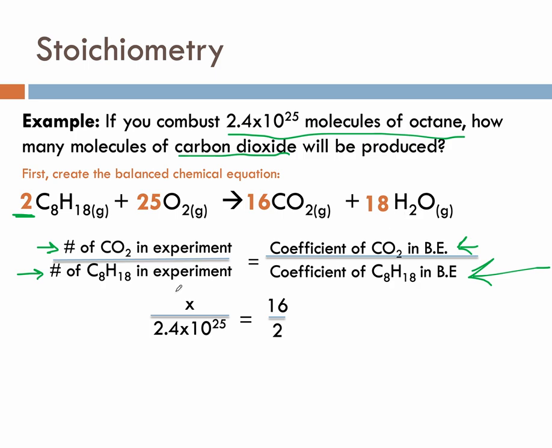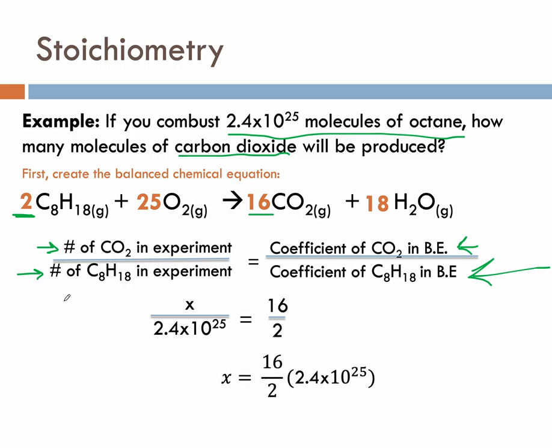The thing I'm trying to solve for is the number of CO2 molecules, so we'll just call that X because I want to find it. The thing that I know is the number of octane molecules, so I'll put that on the bottom. My coefficients, notice that the thing I'm finding is CO2, so the coefficient of CO2 goes on the top here, right? So the thing on the top is the same on both sides of my equal sign. So 16 is the coefficient in front of the CO2, and octane was the thing I put on the denominator of my left fraction, so the coefficient in front of octane needs to go in the denominator of the right fraction. So 2 is the coefficient in front of octane.